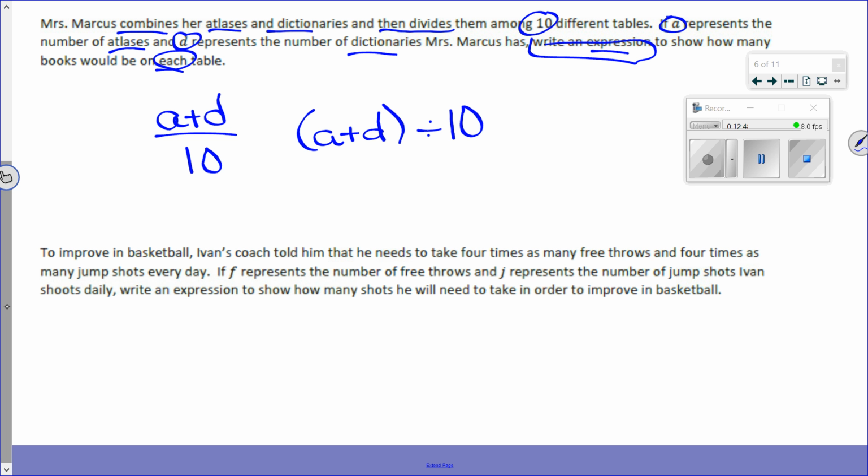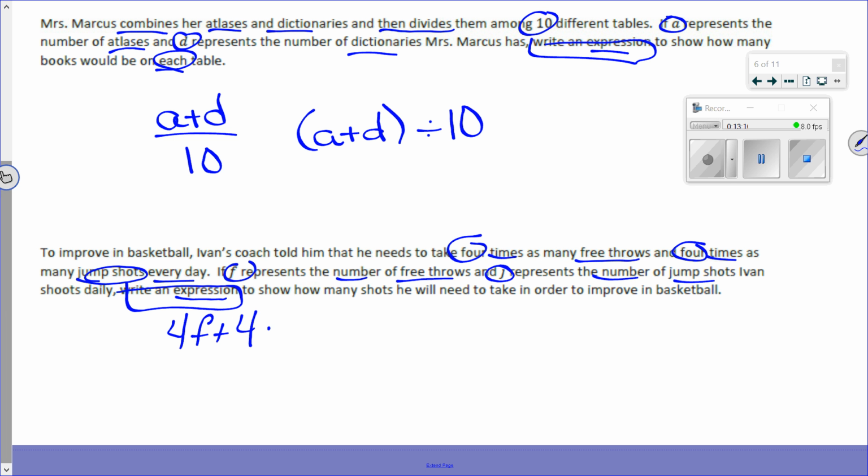So to improve at basketball, the coach told me I need to take 4 times as many free throws and 4 times as many jump shots every day. If F represents the number of free throws and J represents the number of jump shots, write an expression to show how many shots you'll need to take to improve in basketball. So this one becomes 4F plus 4J.